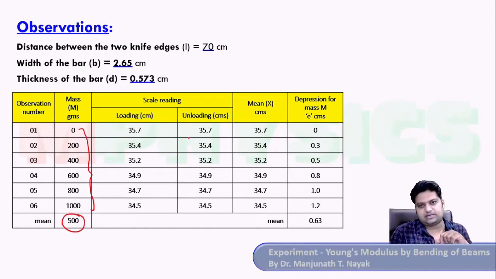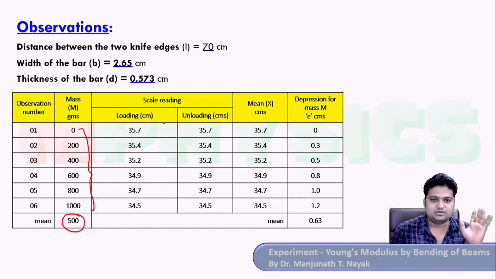Now unfortunately, because we are not using a traveling microscope, a ruler which has an error of plus or minus 0.1 is just giving you the same reading as you are changing. If you use a traveling microscope, you get very good variations as you are loading and unloading. Because you have got the same reading, you will simply write the same values in the mean also, because adding and dividing by 2 will give you the same value.